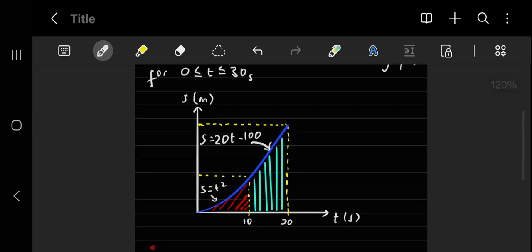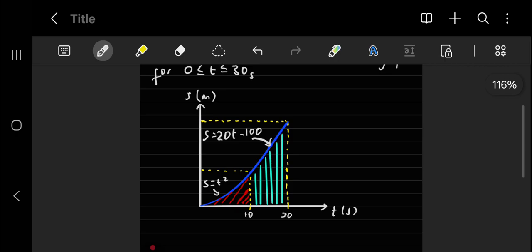Looking at this, I can notice that for the first 10 seconds, my position function is s = t², so it's a quadratic function. That's how the position changes with respect to time. But from 10 seconds up until 30 seconds, it becomes a straight line, so they have a linear relationship for the second part. That's why we have to consider that. So we have an erratic motion here which changes at 10 seconds, and we have those two functions.